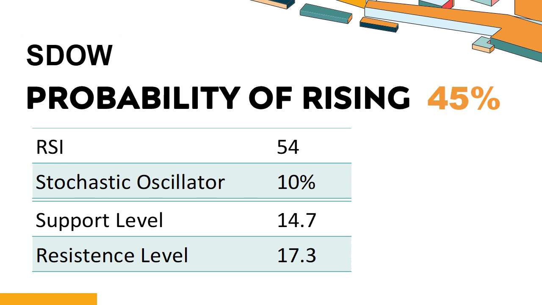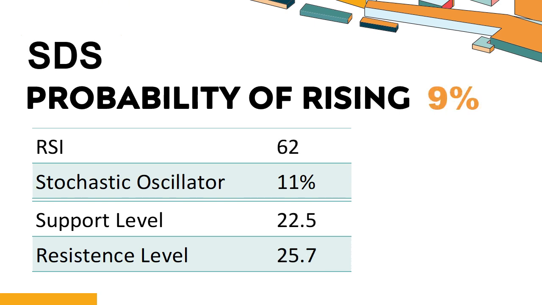Combining multiple technical analysis indicators, SDOW has 5 bullish signals and 3 bearish signals. SDOW's short-term support level is 15.1. If it falls below 15.1 during the session, it will have a chance to test 14.7. SDOW's short-term resistance level is 16.8. If it breaks through 16.8 during the session, it will look up to 17.3.